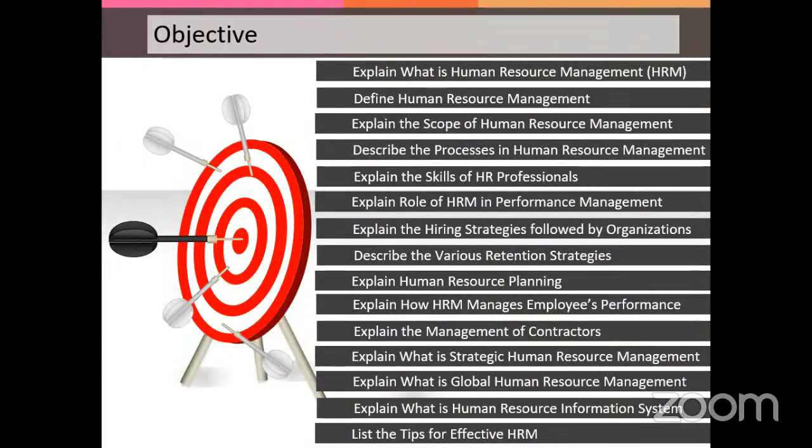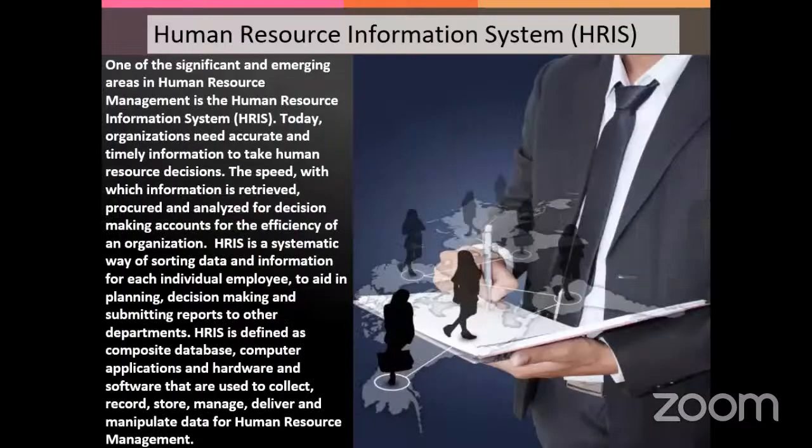One of the significant and emerging areas in human resource management is the HR information system. Today, organizations need accurate and timely information to take human resource decisions. The speed with which information is retrieved, procured, and analyzed for decision-making accounts for the efficiency of the organization. HRIS is a systematic way of sorting data and information for each individual employee to aid in planning, decision-making, and submitting reports to other departments.